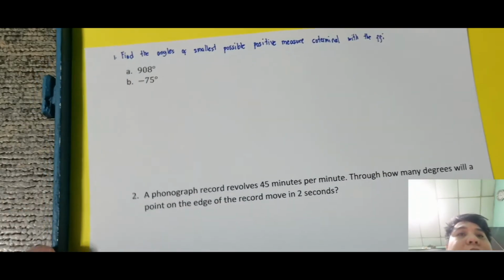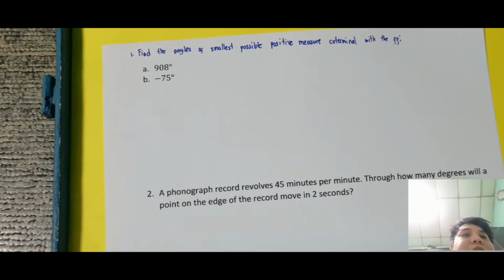Okay, so let's have example. So sabi nga na example natin, find the angles of the smallest possible positive measure coterminal with the following. Okay, so meaning positive yung pinag-uusapan natin. So for example, tulad ito si A. Si A is 908 degrees. So hanapin natin yung mas maliit sa kanya. So ngayon, ito yung technique ha. Kung mas malaki siya, kunyari 1,000 plus or 360 plus pataas, so ang gagawin mo, magdededuct ka ng 360.